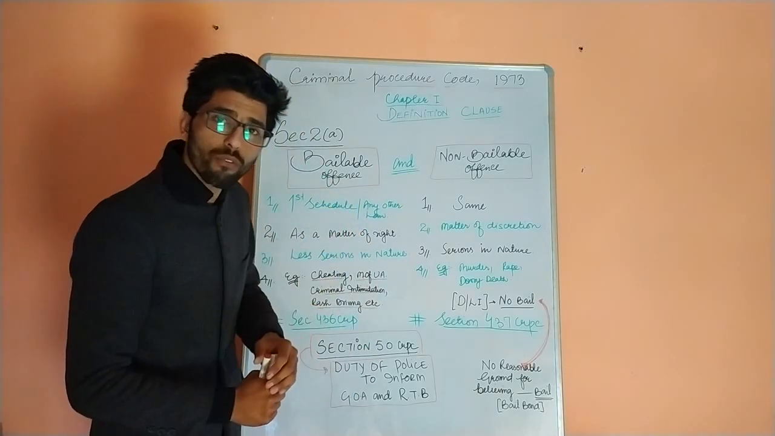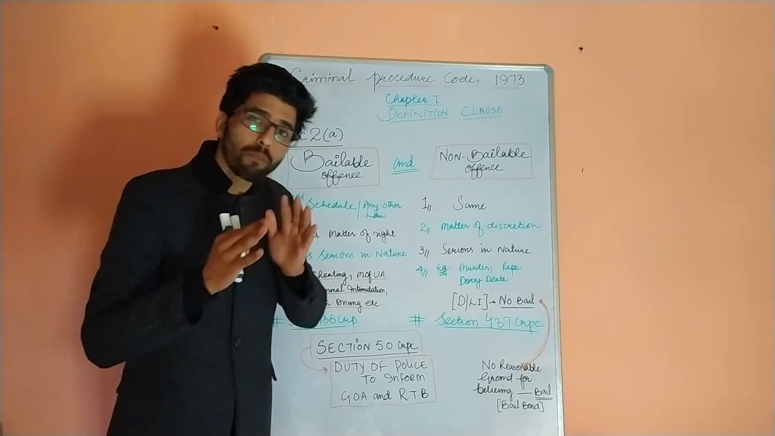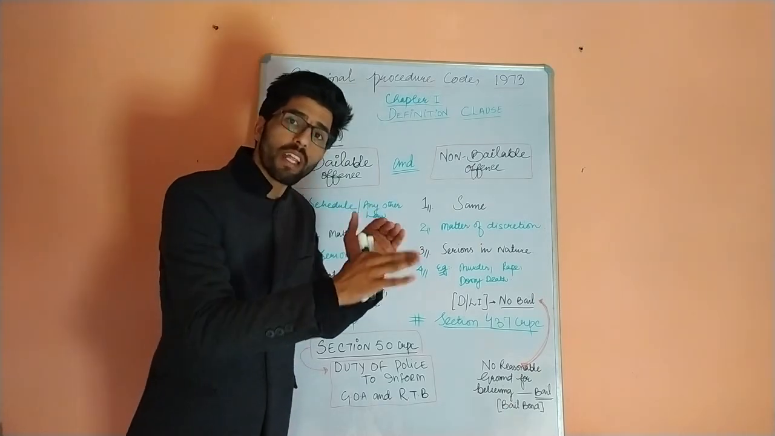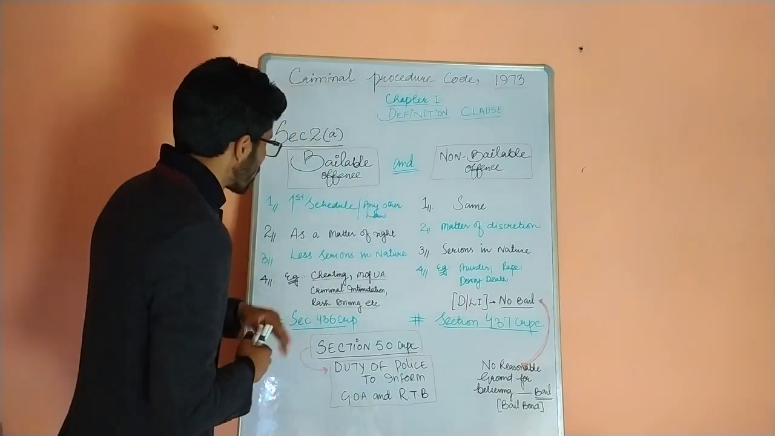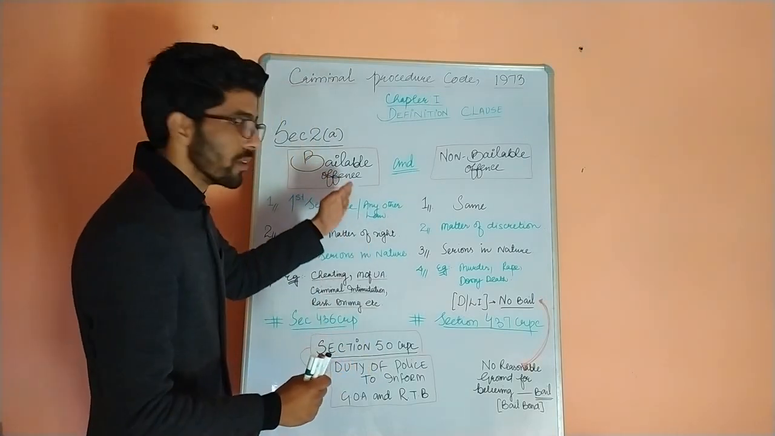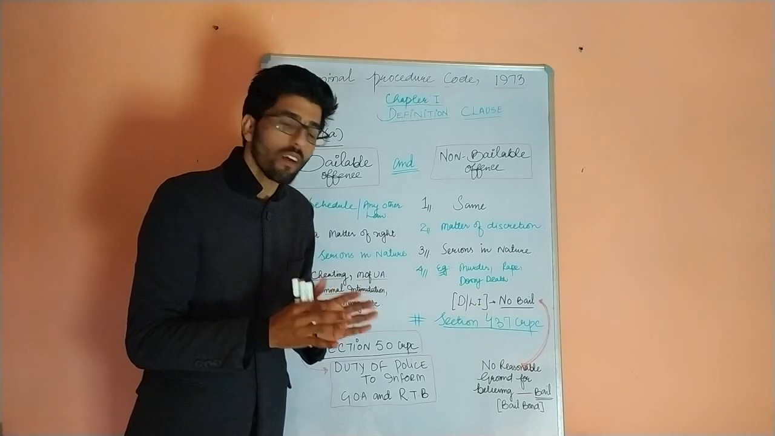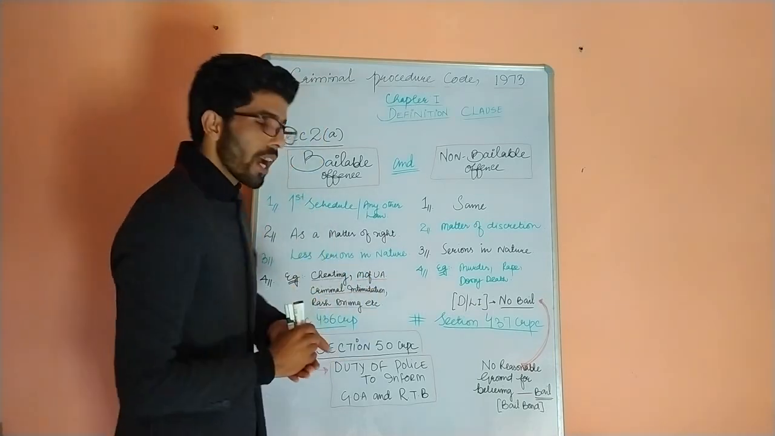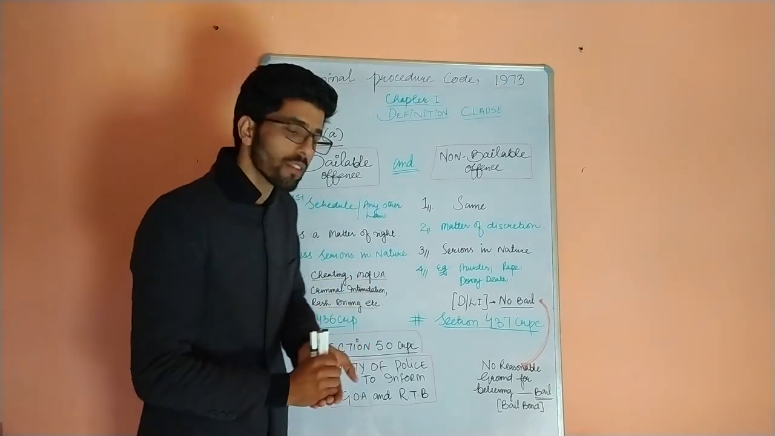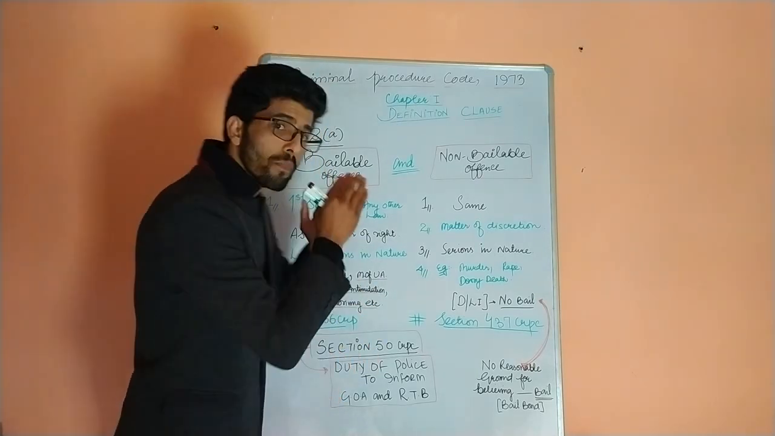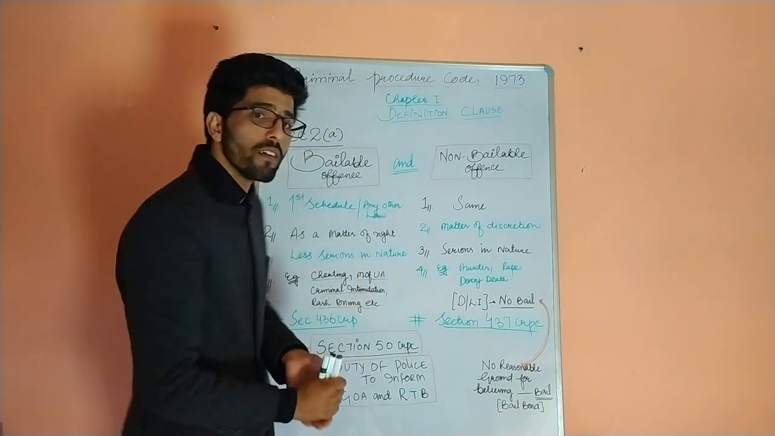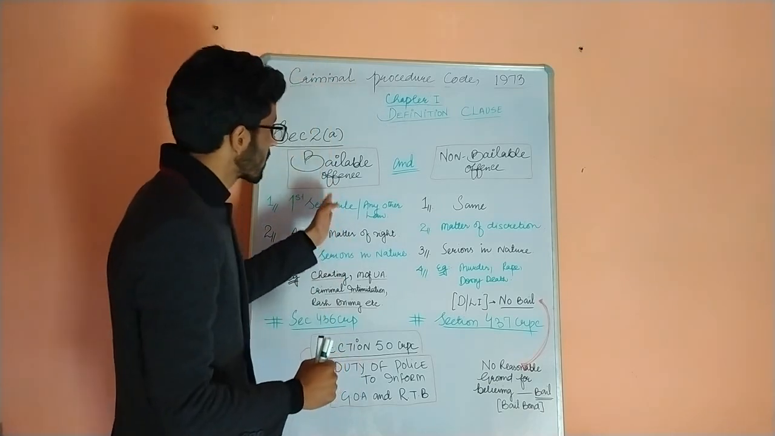Bailable offence is an offence which is shown as bailable in the first schedule of the CRPC. First schedule is given at the end of the CRPC. Or in any other law has been made as bailable. We can say that sort of offence is bailable. Since we have IPC, which gives us the definitions of the offences and prescribes the classifications, that sort of classification is given in the first schedule of the CRPC, which is at the end.